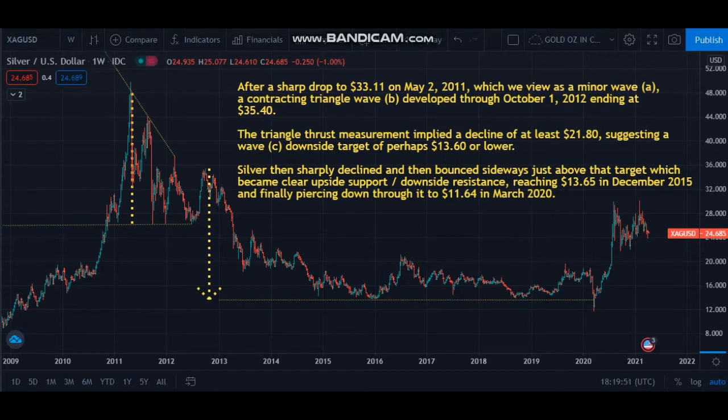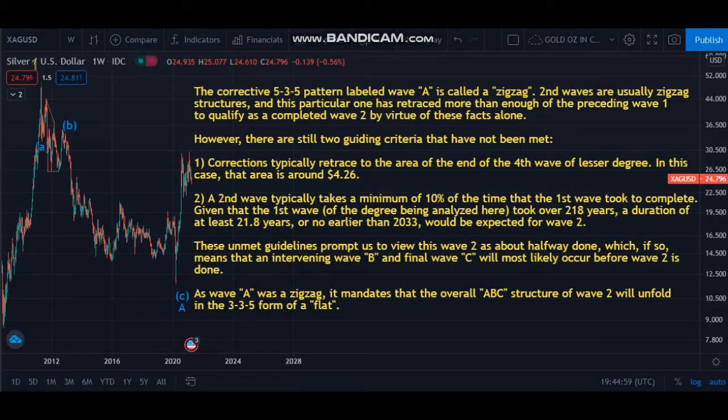$13.65 in December 2015, and finally piercing down through it to $11.64 in March 2020. The corrective 5-3-5 pattern labeled Wave A is called a zigzag. Second waves are usually zigzag structures, and this particular one has retraced more than enough of the preceding Wave 1 to qualify as a completed Wave 2 by virtue of these facts alone.